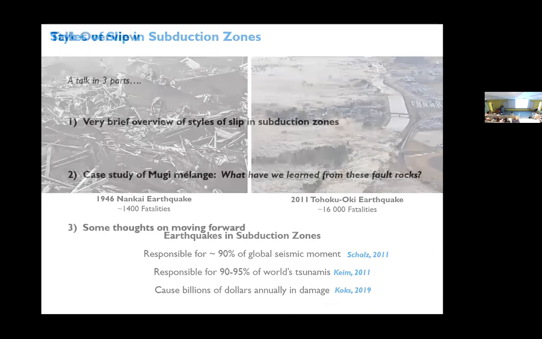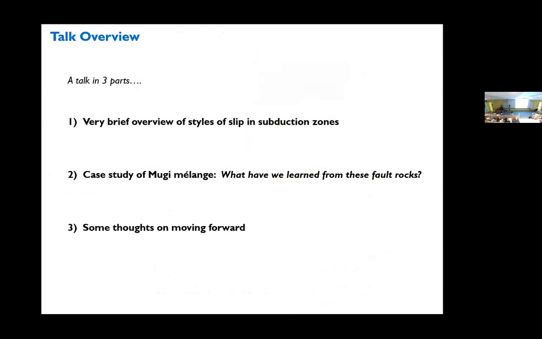All right, so the talk's going to be in 3 parts. I'm going to give a very brief overview of styles of subduction zones, and this will be very brief because Damien and Donna have really nicely set me up. Then I'll go on to this case study of the Mugi Melange, and we'll talk about what we've learned from these fault rocks, and then some thoughts on moving forward as a community.